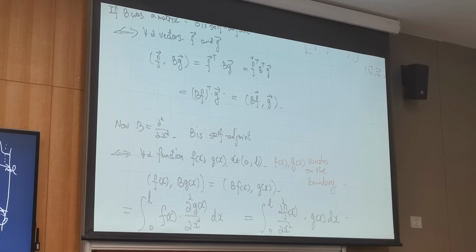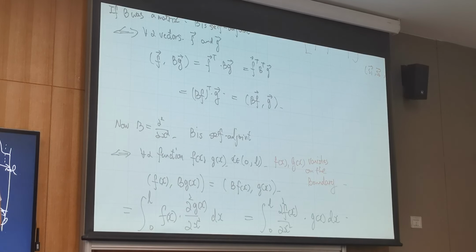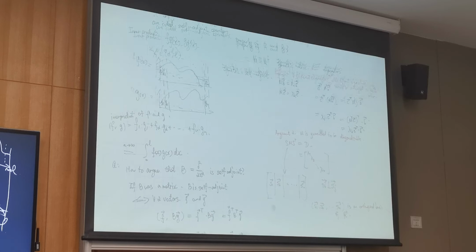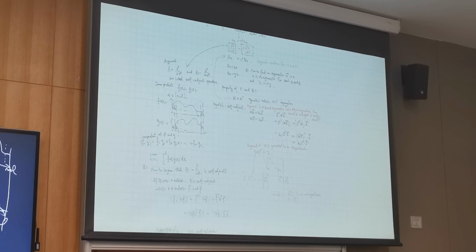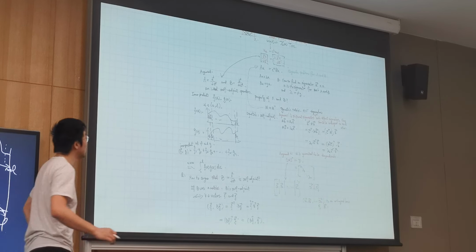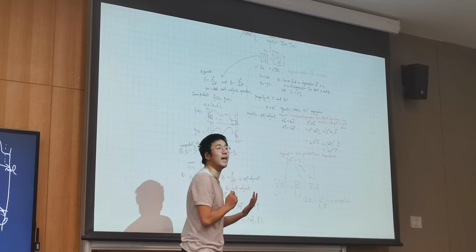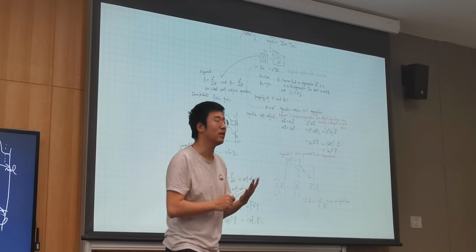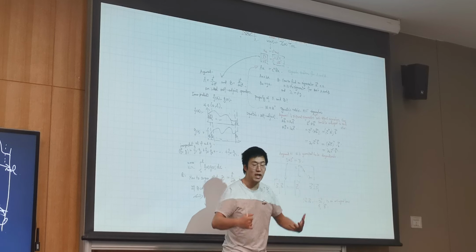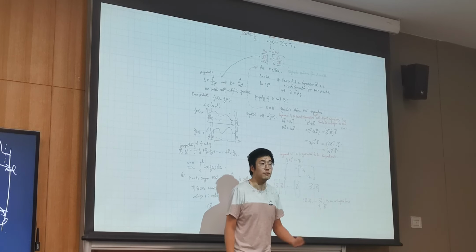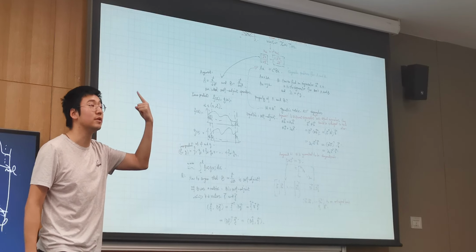Okay, it should vanish on the boundary. If I zoom out a little bit, we have actually argued two things. The first: if an operator is self-adjoint, then the whole set of its eigenvectors can form an orthogonal basis of the whole space. Argument number one.